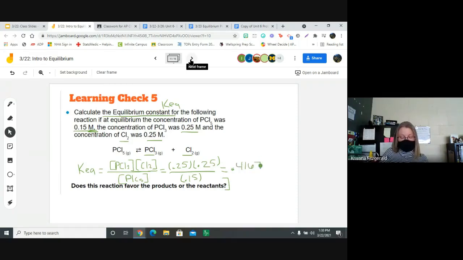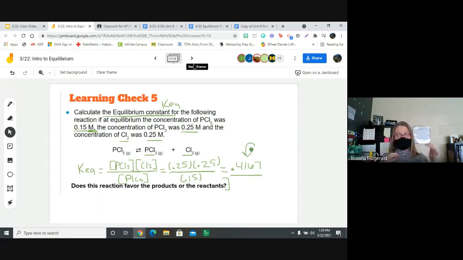0.4167, or 0.42. I don't know what the rounding rules are in AP Chem. Are you allowed to round? Oh, thank you, Josie. You're allowed to round? I don't know either. Okay, in stats you can round as long as you round correctly. So I'm going to assume that's that. Okay, so that's our equilibrium value.